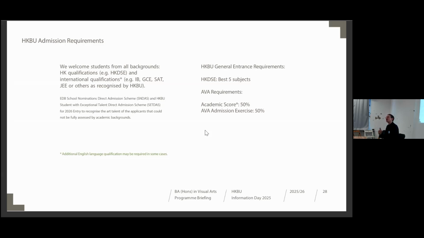And it's not great for us for our reporting, actually. It means our average DSE score is lower than other programs, but it means that we're targeting students based on the skills that we really want to attract here. So it's a kind of compromise from AVA, but it's a compromise we do meaningfully because we want the best talent in terms of visual arts.